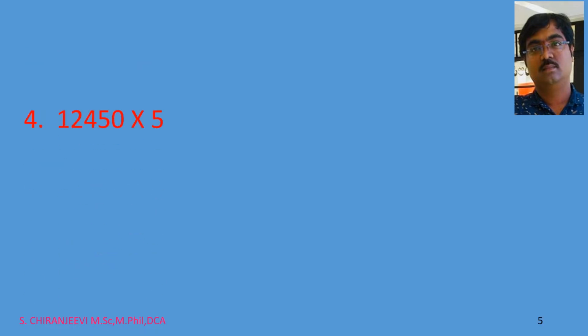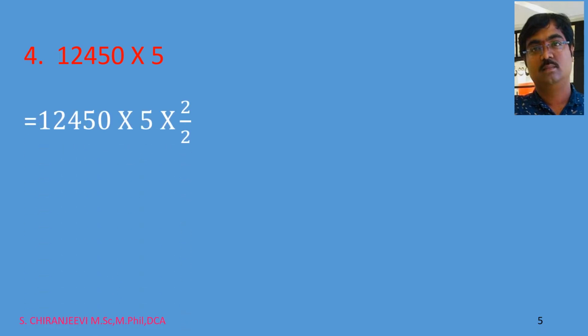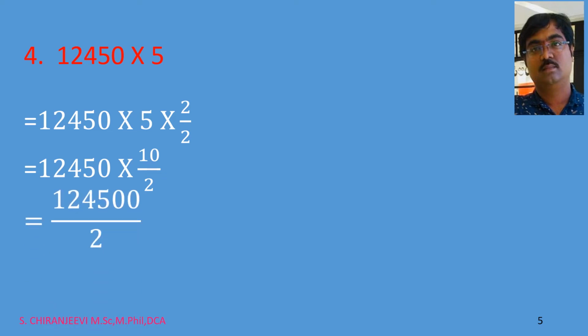So now we go for one more problem, 12450 into 5. So this can be taken as 12450 into 5 into 2 divided by 2. So it will be in the form of 12450 into 10 by 2. So multiplying by 10 it will become 124500 divided by 2. So if you divide, you will get it very easily. So it will be 62250.